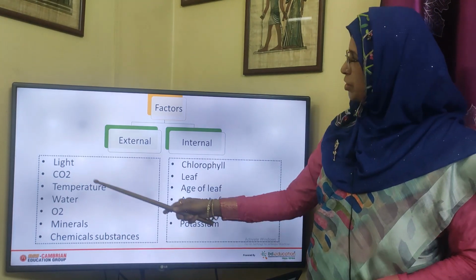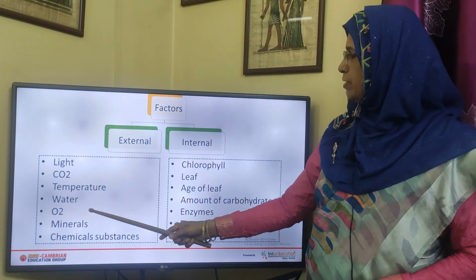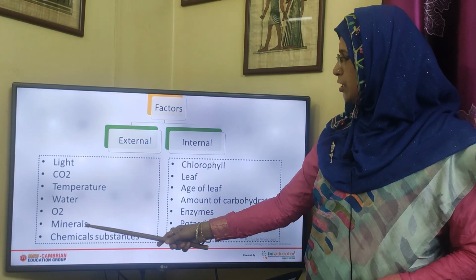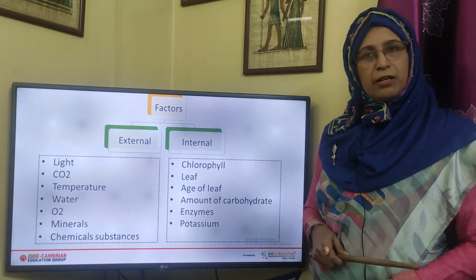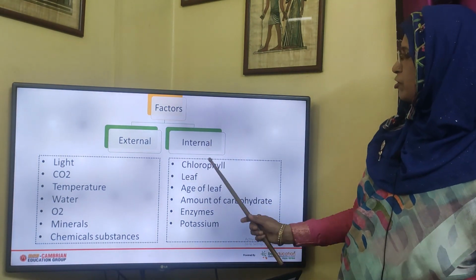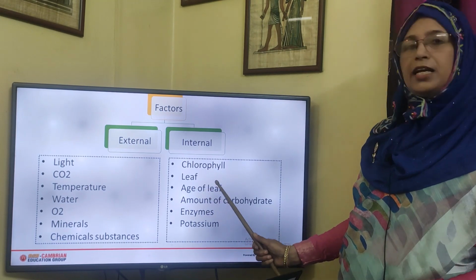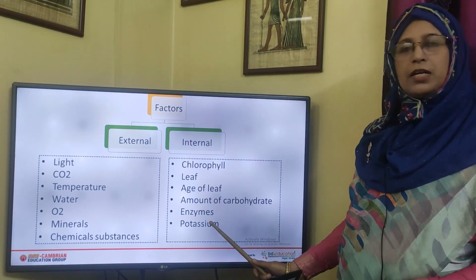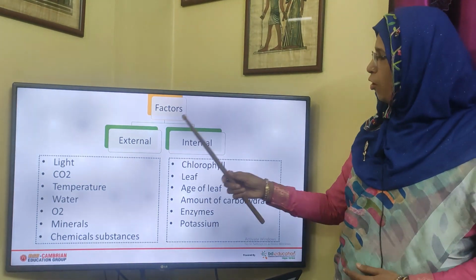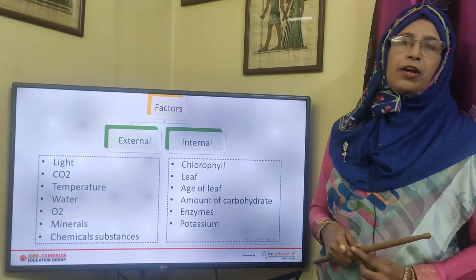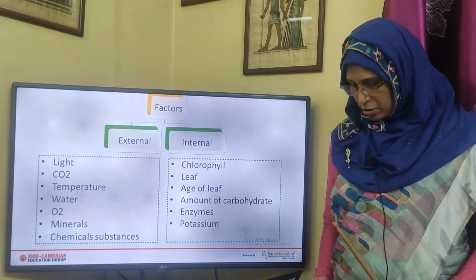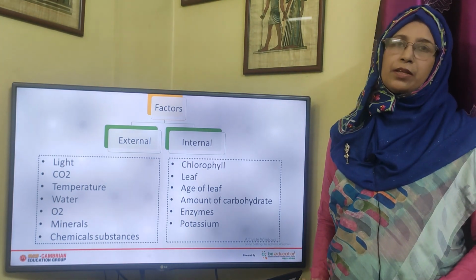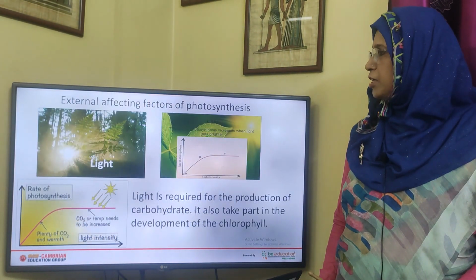External factors include light, carbon dioxide, temperature, water, oxygen, minerals and some chemical substances. And the internal factors are chlorophyll, leaf, age of leaf, amount of carbohydrate, enzymes and potassium. So all are affecting factors for photosynthesis. Now we will describe these factors and their importance.